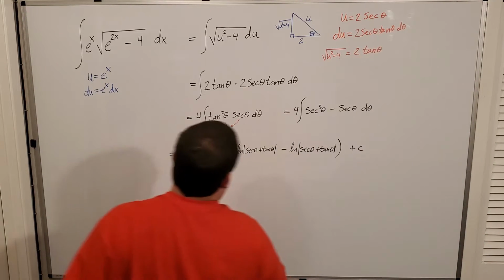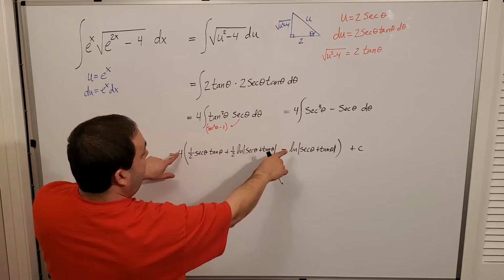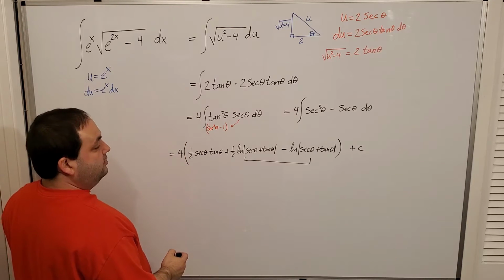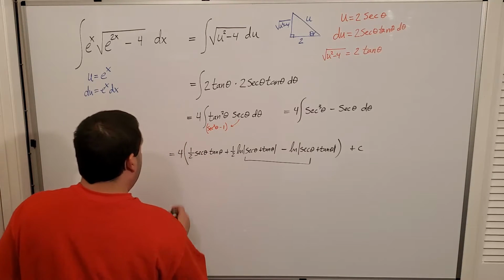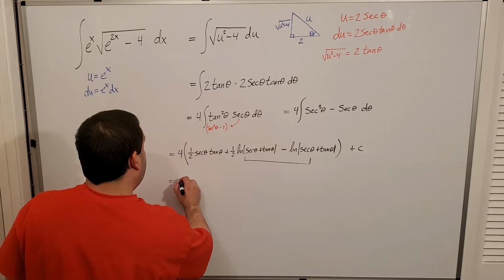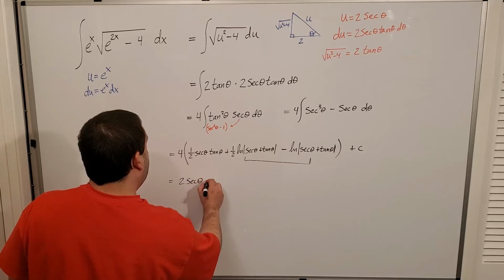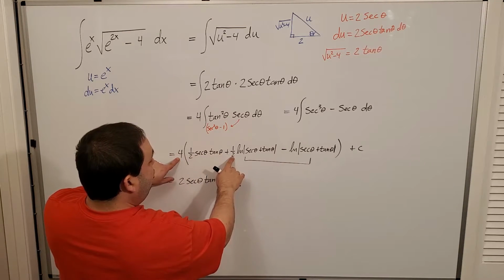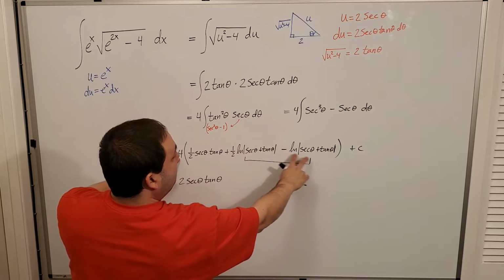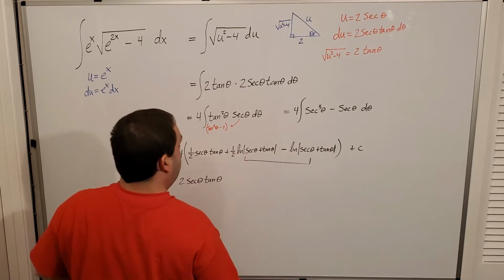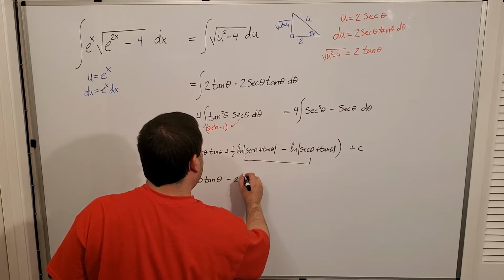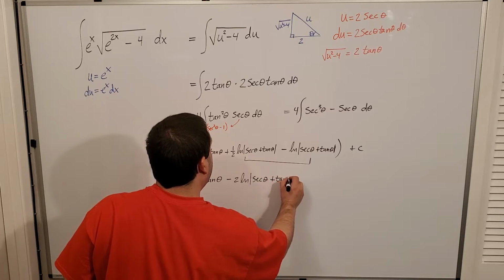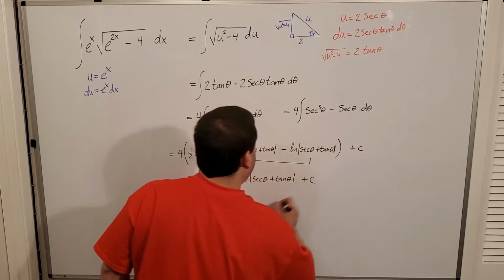So then I'm going to distribute the 4 to everything, and I'm noticing that these two chunks are like terms, so I'll combine those as well. This is going to give me 2 secant theta times tangent theta, and then I have 2 of these minus 4 of the same thing, so I have minus 2 ln absolute value of secant theta plus tangent theta, plus C.